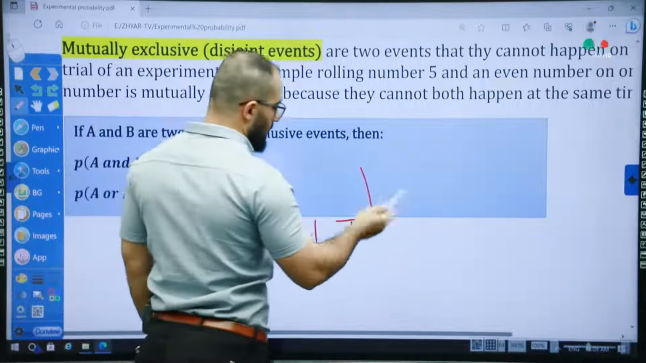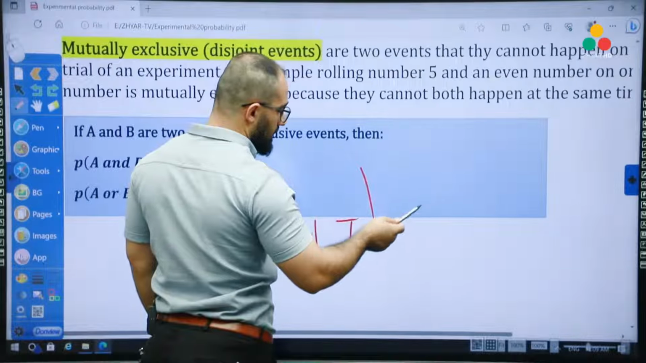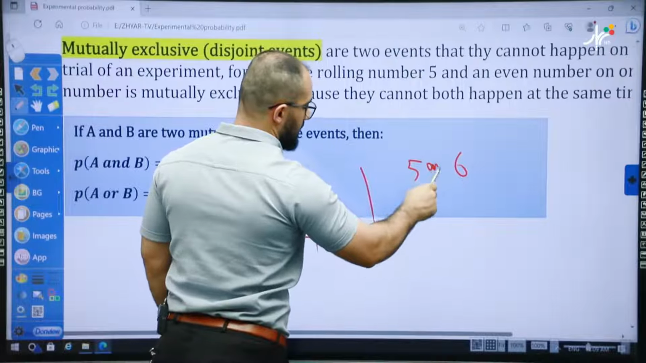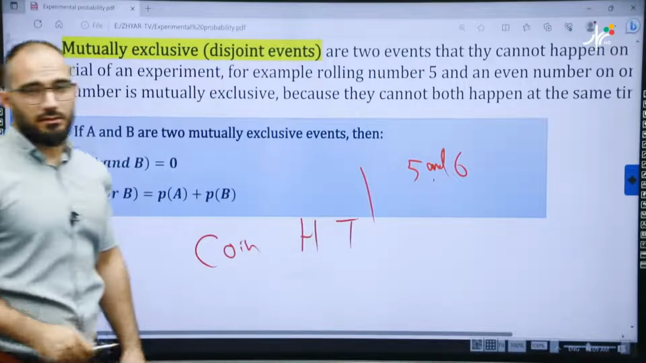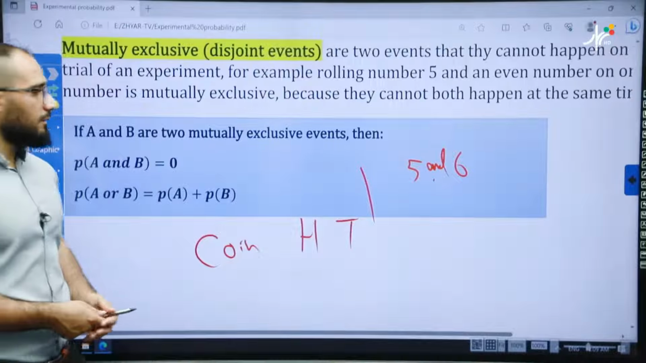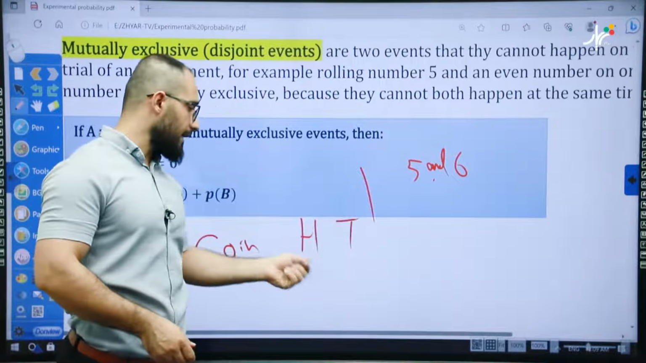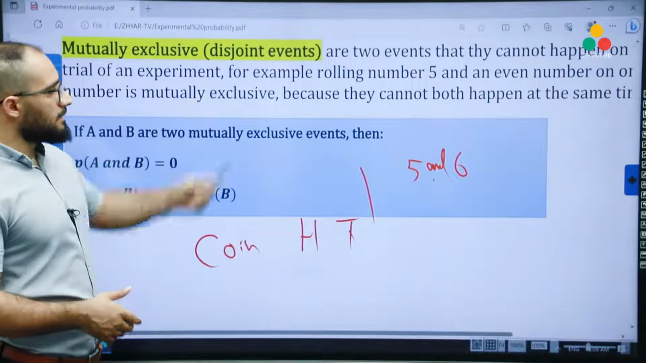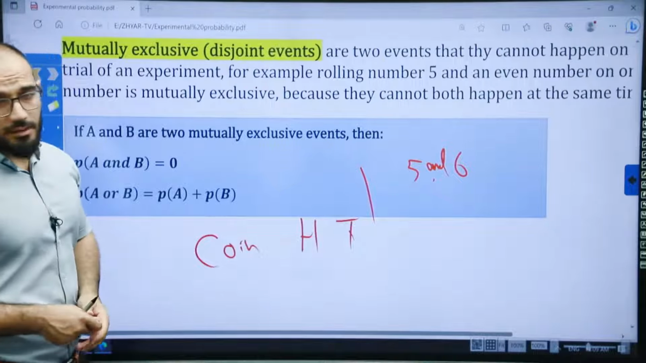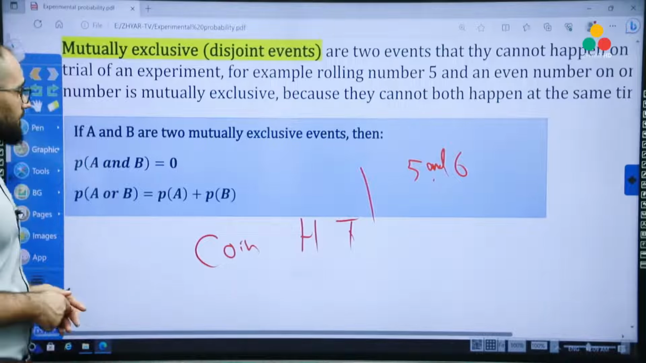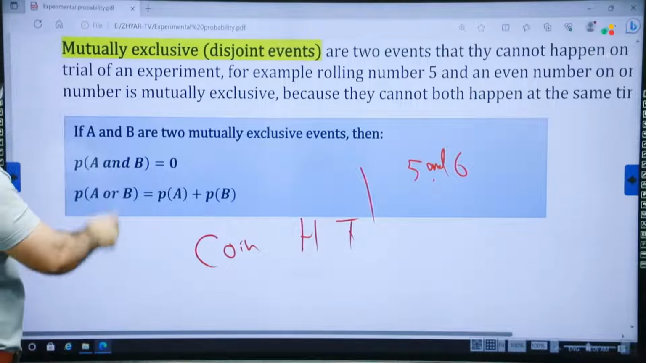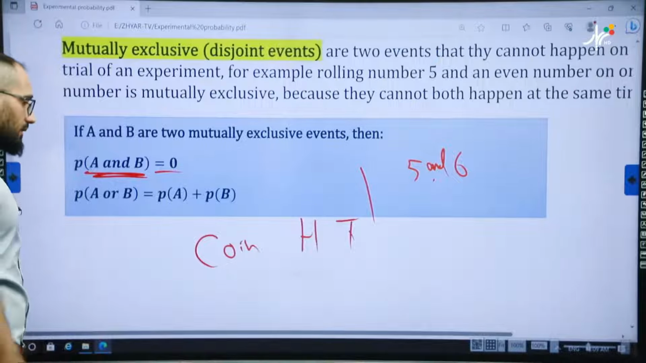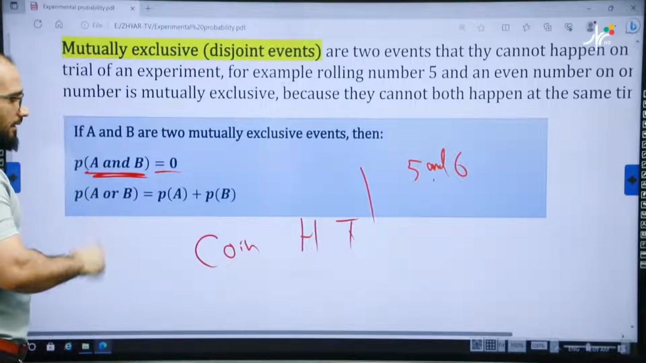Or let's say you have a dice, you roll the dice, you get 5 and 6 together. It's impossible. You cannot get 5 and 6 together, or let's say head and tail together. So disjoint events are two events that cannot happen together at the same time. So P of A and B is equal to 0. It's impossible because they cannot happen at the same time.